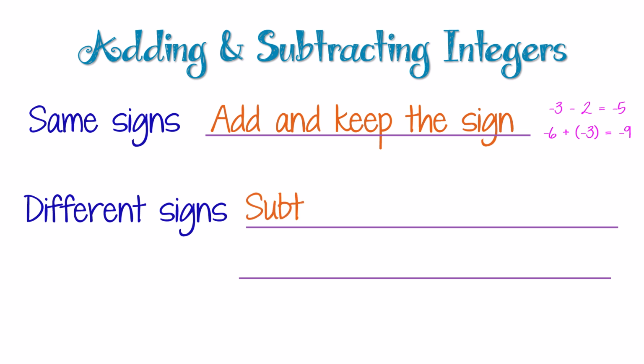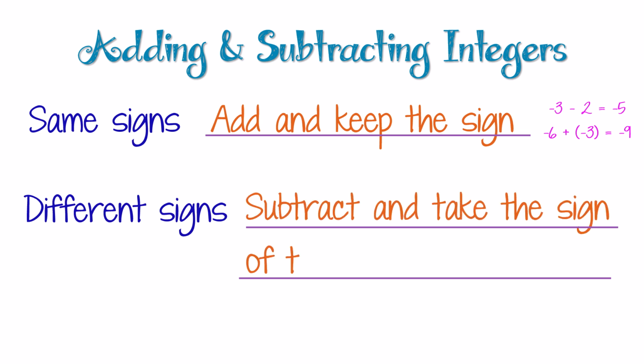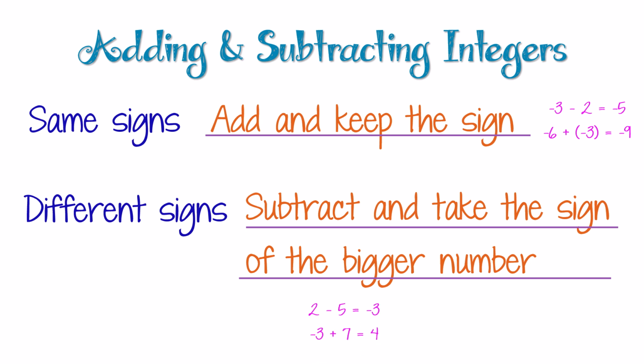Now if we have different signs, this is where we're going to subtract. And after we subtract, we have to figure out which one of the numbers is bigger, because that's the one we're going to have more chips of, and we're going to determine the sign. So an example would be 2 minus 5. Well, we subtract these because the 2 is positive and the 5 is negative. That's how we get the 3. But since the 5 is bigger and it's negative, our answer is going to be negative.